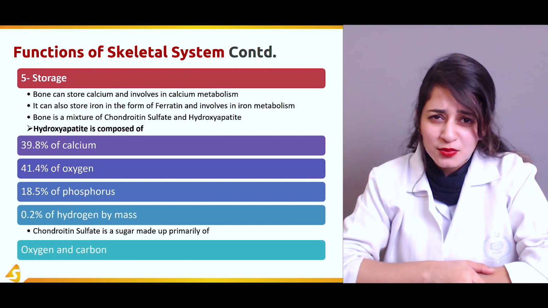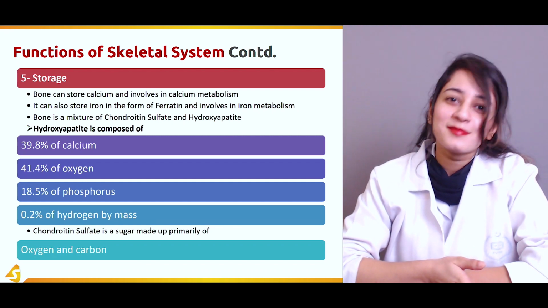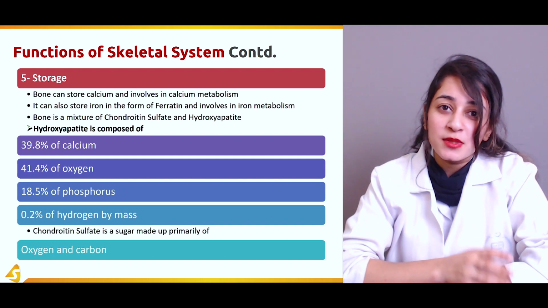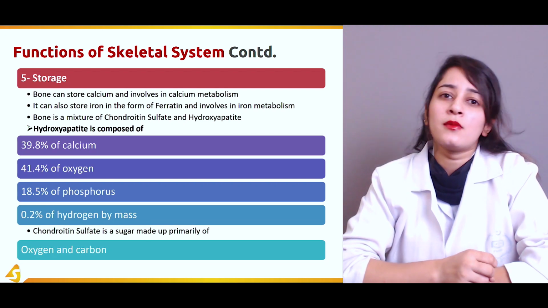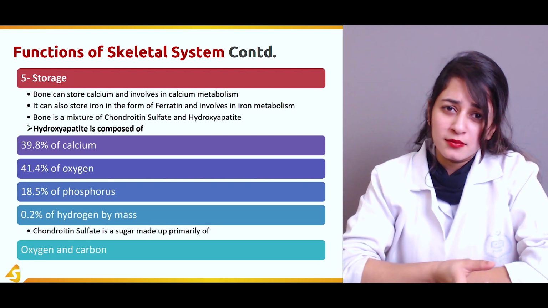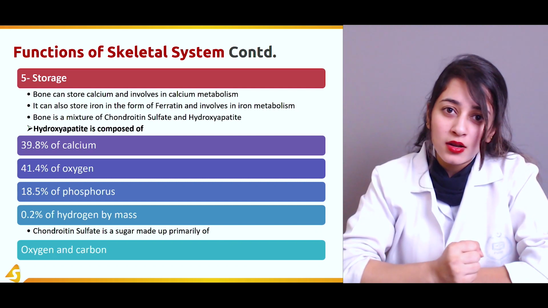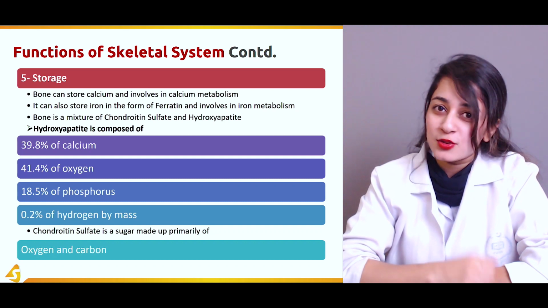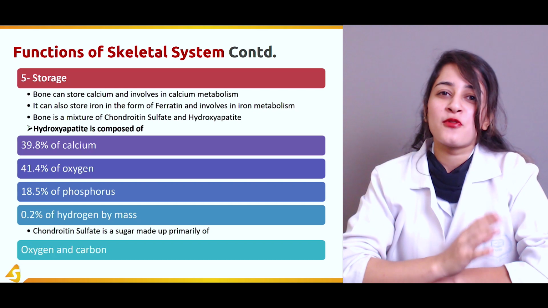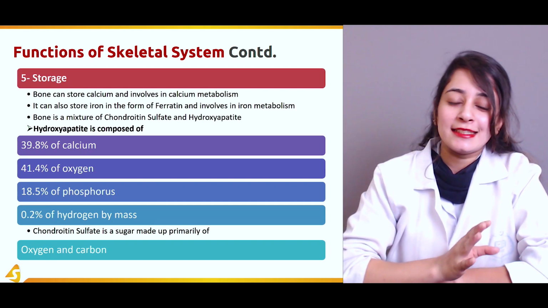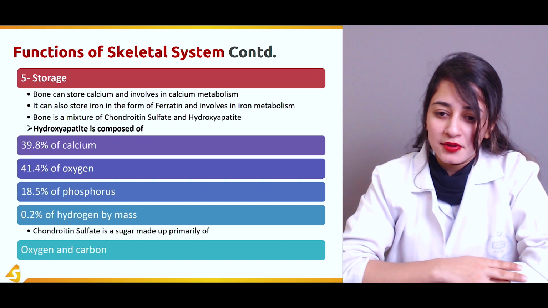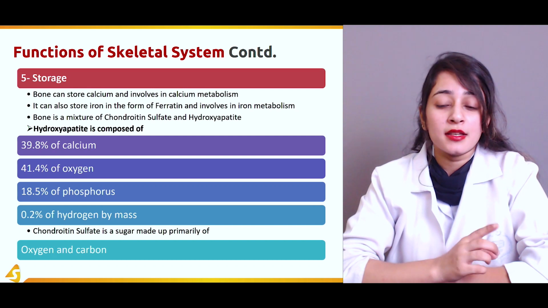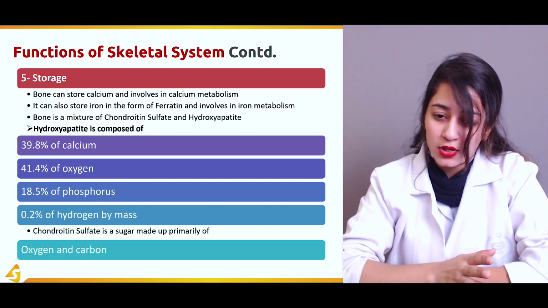How does the skeletal system store? What does it store? I'll tell you. Bone can store calcium and is involved in calcium metabolism. So your mother used to give you milk every night just to make your bones strong. So what's there in milk? We have calcium. Calcium makes your bones strong, stronger and stronger. So you can run easily, you can perform your daily activities easily. It can also store iron in the form of ferritin and is involved in iron metabolism. So it is involved in calcium metabolism and in iron metabolism.